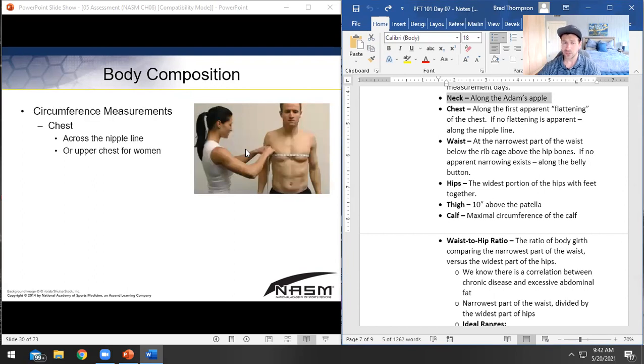Your chest, there's two ways to do this. It's either going to be along the first apparent flattening of the chest if it is a female client, so that's your upper chest. Or if it's a male client and there's no flattening that's apparent, you can just go straight along the nipple line. Me personally, I pretty much always just go straight along that line anyway, because it's very convenient and consistent. The thing is, they don't usually do that with female clients, because a lot of your female clients will wear a different type of clothing every time they do the assessment. Depending on what type of sports bra or outfit is being worn, those numbers can fluctuate like crazy.